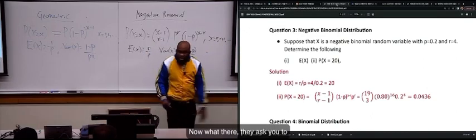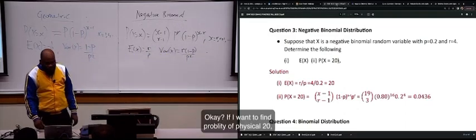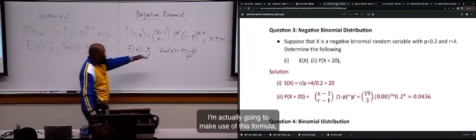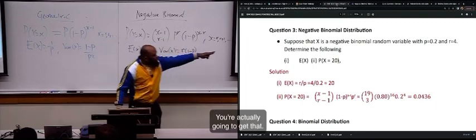Now, they ask you to find the probability of X equal to 20. If I want to find the probability of X equal to 20, I'm going to make use of this formula. But you can also use an online calculator. Using this formula, you're actually going to get that.